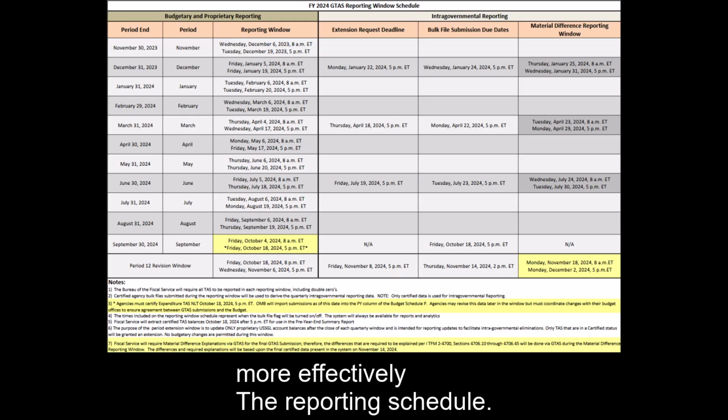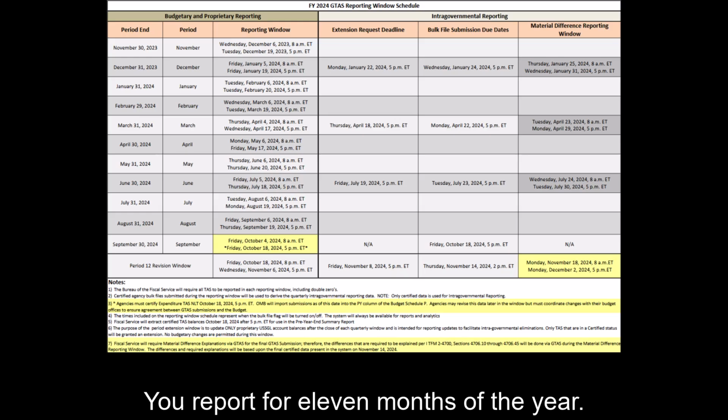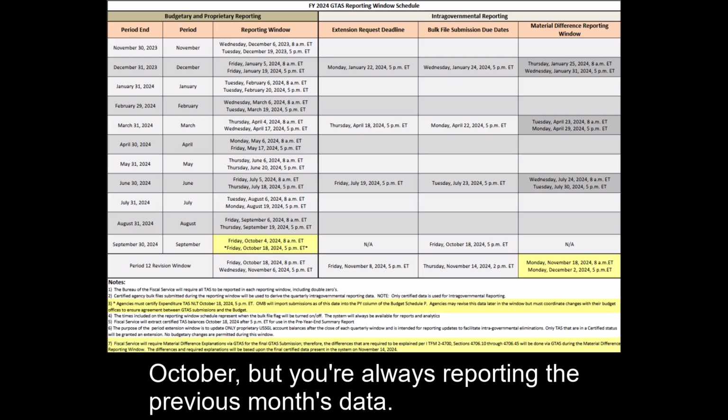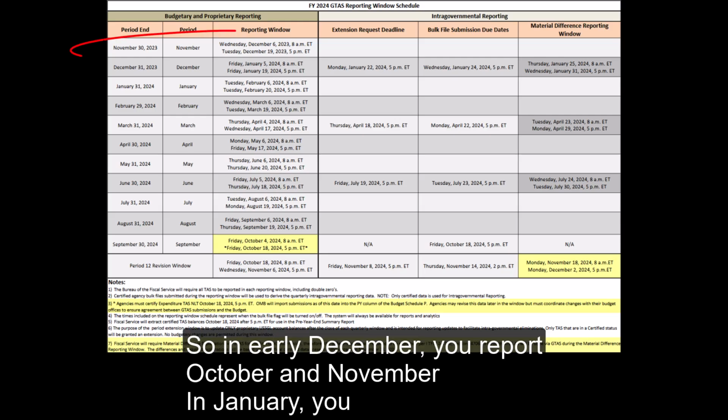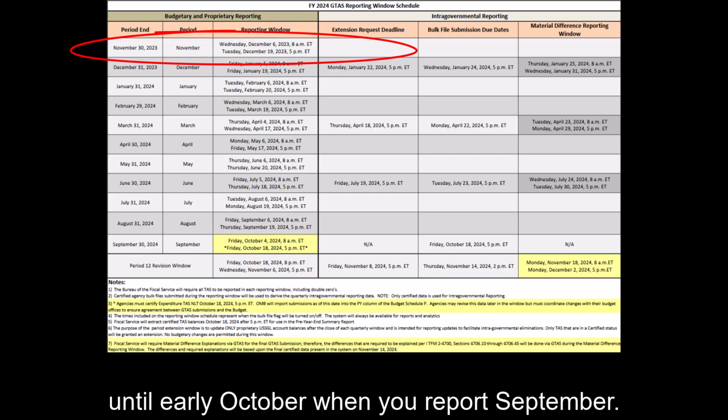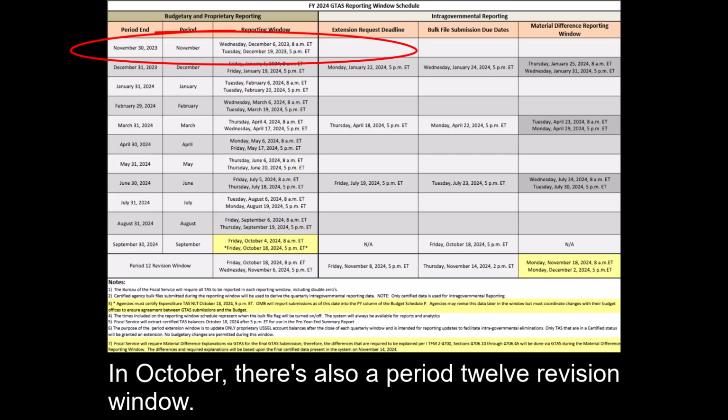The reporting schedule. You report for 11 months of the year. Reporting happens from November through October, but you're always reporting the previous month's data. So in early December, you report October and November. In January, you report December, and so on. Until early October, when you report September. In October, there's also a period 12 revision window.